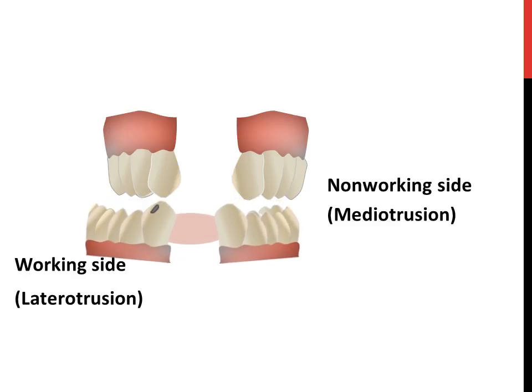Working side movement. This is also known as lateral. Working side occlusion refers to the occlusal relationship of the teeth on the side of the rotating condyle. This movement is away from the tongue.